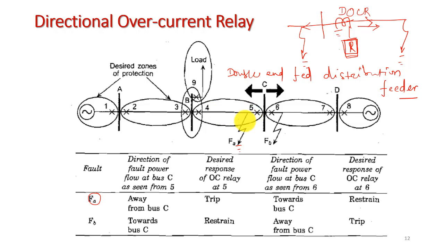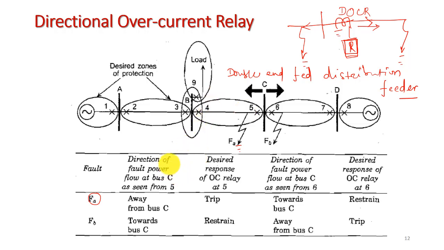Right, when this fault happens, what will happen? In fact, we need to isolate this fault. So circuit breakers 4 and 5 should operate. That means relays 4 and 5 should operate. Right.